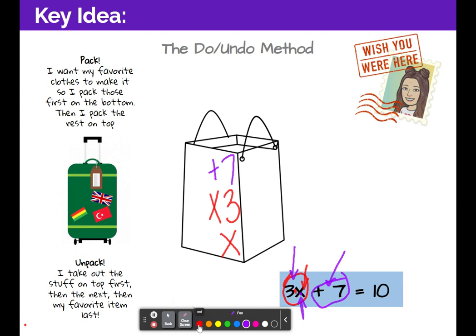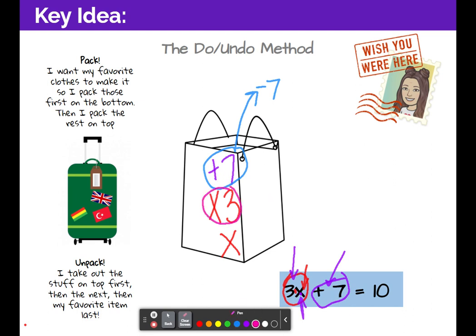Now to undo: when I get to my favorite location, got on the plane, got to the beach, I'm in the hotel, I'm going to unpack. When I go to unpack my bag, I'm going to take this one out first. And when I do that, I have to flip it over and do the opposite. So instead of plus 7, guys, we're going to subtract 7. That's what I'm going to do first to solve this equation. I'll show you how that works.